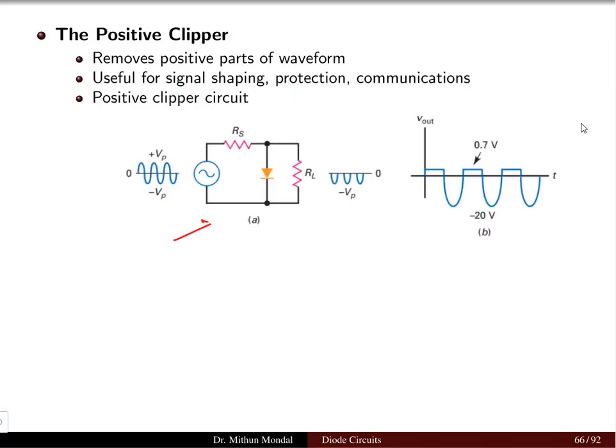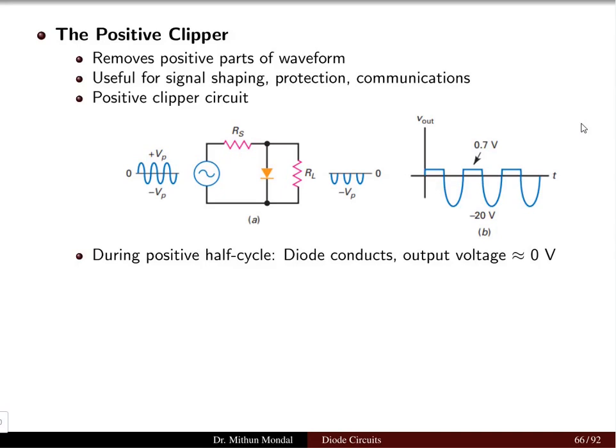This is the circuit for the positive clipper. You can see there is an AC source, and the internal source resistance is there. You have a load connected on the output side, and there is a diode connected which acts as the positive clipper circuit. So the positive part of the input waveform is not present, and only the negative part will be there in the output waveform.